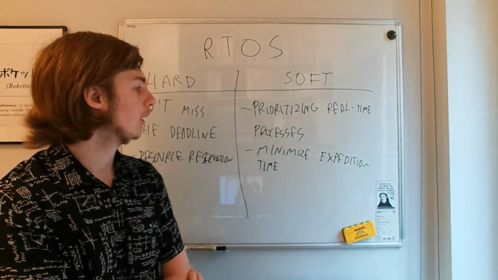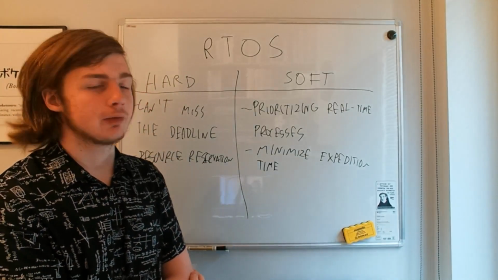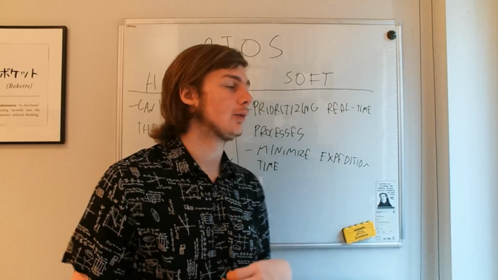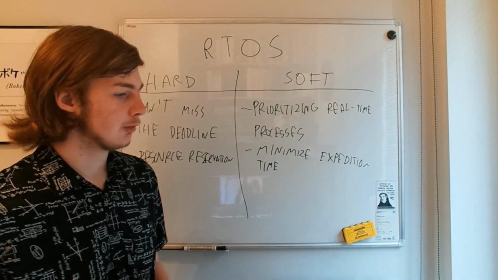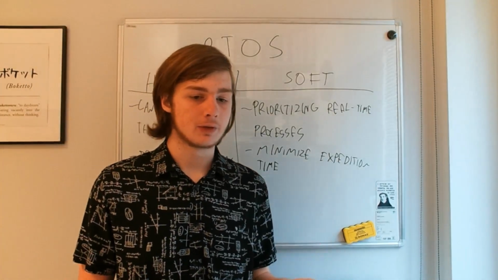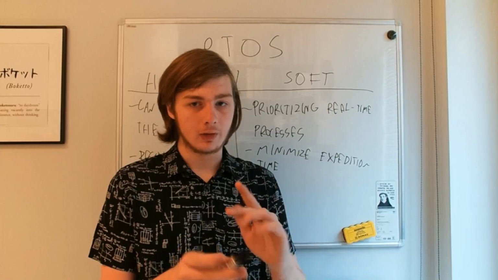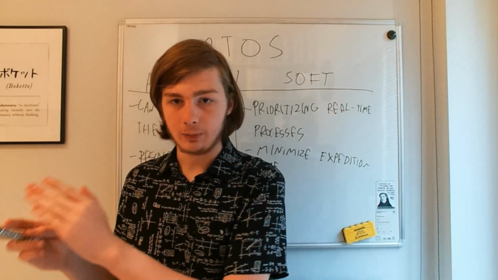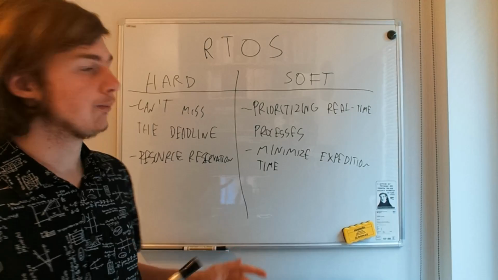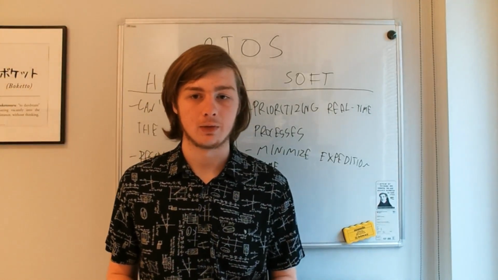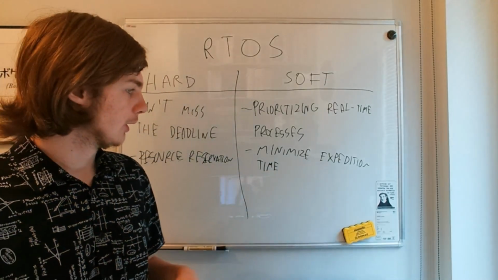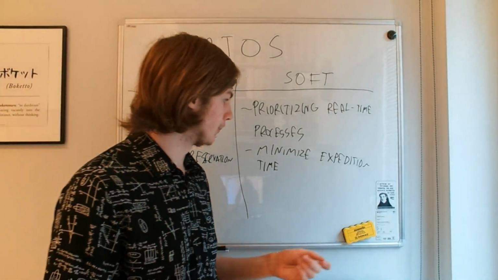And you have to do everything that you can in order to minimize the expedition time. And the expedition time is the time that it takes when you let a process know, hey, this other real-time process currently needs to be executed, and you're supposed to be preemptive.